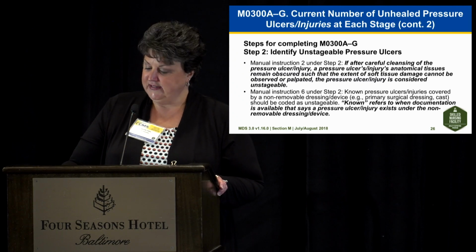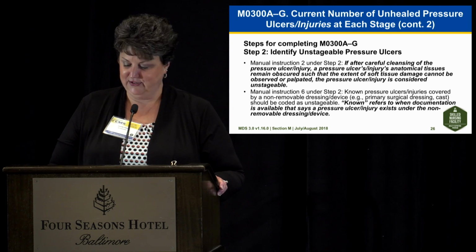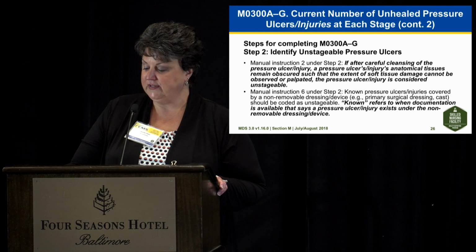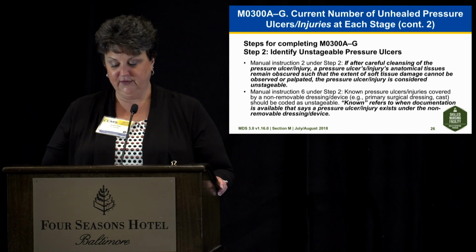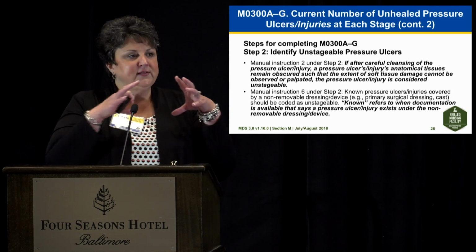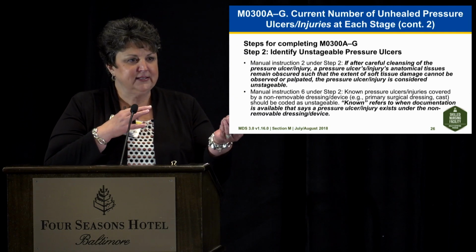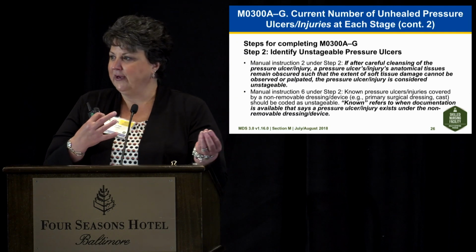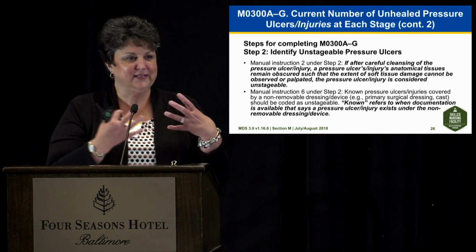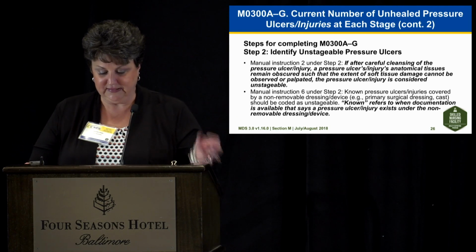Instruction 2 under step 2 was added to reinforce the point that the ulcer should be cleaned prior to staging. If after it's cleaned, the anatomical structures remained obscured such that the clinician can't determine the extent of the soft tissue damage, the ulcer is unstageable. So what if your ulcer is 80 or 90% covered with slough, but you can see a tendon? Is that stageable? Sure, right? You can see an underlying structure. It's a stage 4. Doesn't mean you can measure it fully. It doesn't mean you don't have some stuff going on there, but you can see the base of that ulcer. You can see that structure.